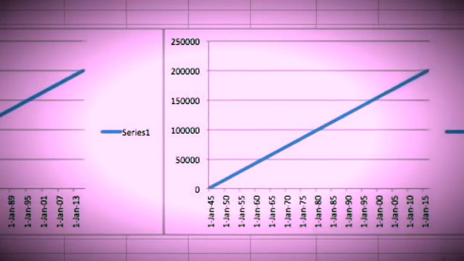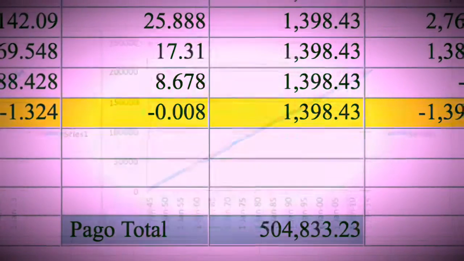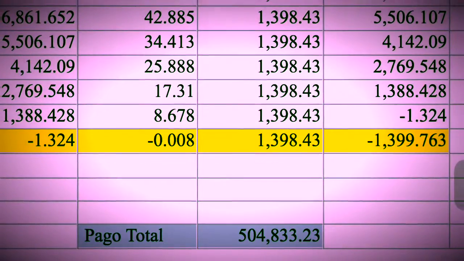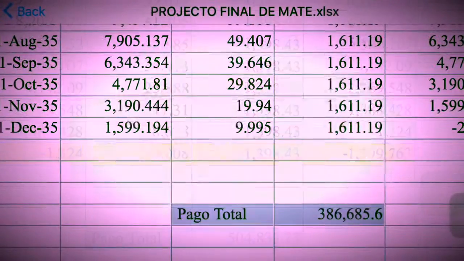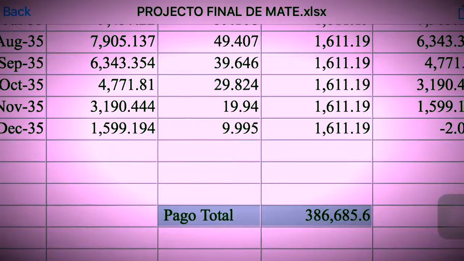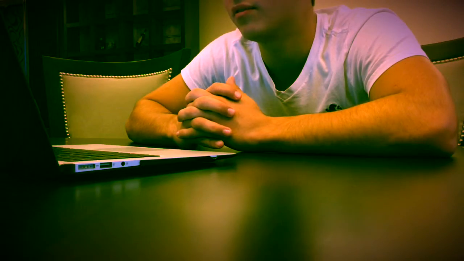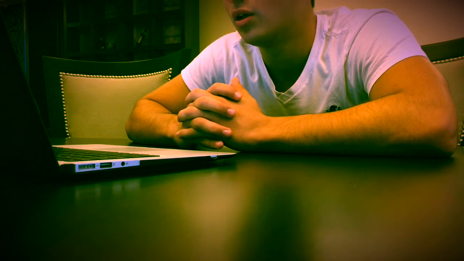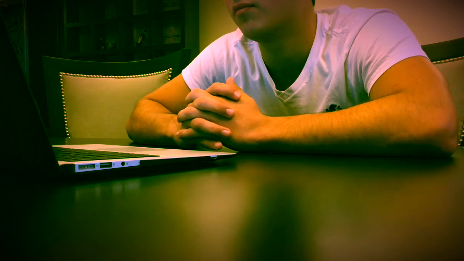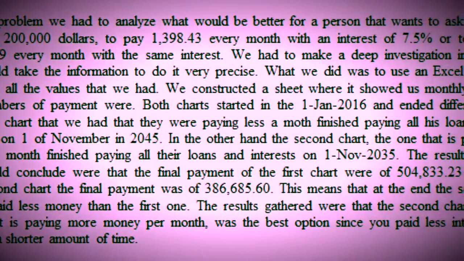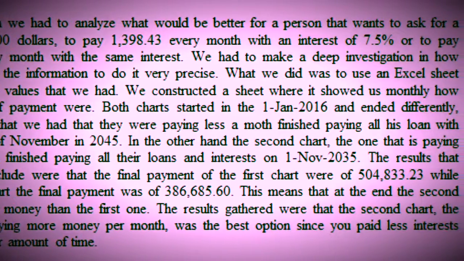The results that we could conclude were that the final payment of the first chart was $504,833.23, while the final payment of the second chart was $386,685.60. This means that in the end the second chart pays less money than the first one. The result gathered was that the second chart, the one that is paying more money per month, was the best option since you pay less interest and in a shorter amount of time.